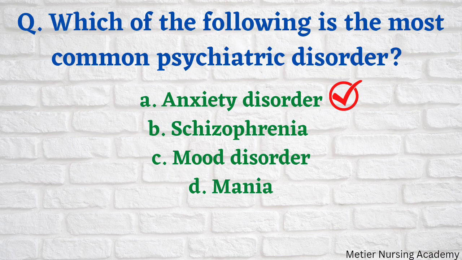Why anxiety disorder? The research says that anxiety disorder is the most common psychiatric disorder among all. Followed by anxiety disorder, the second most common psychiatric disorder is mood disorder. The first one is anxiety disorder, which is very common, and the second one is mood disorder. That's why I selected option A, anxiety disorder.